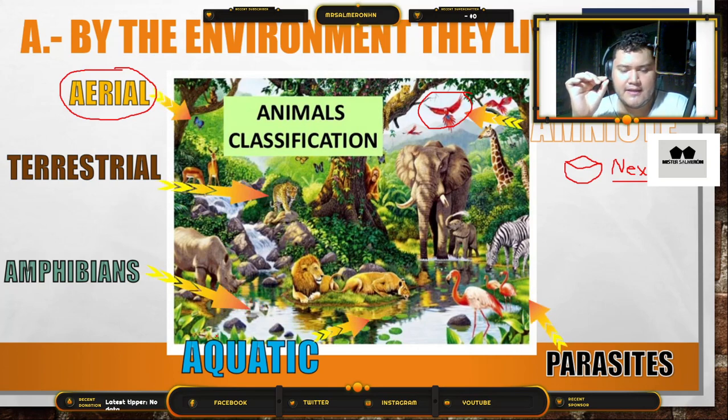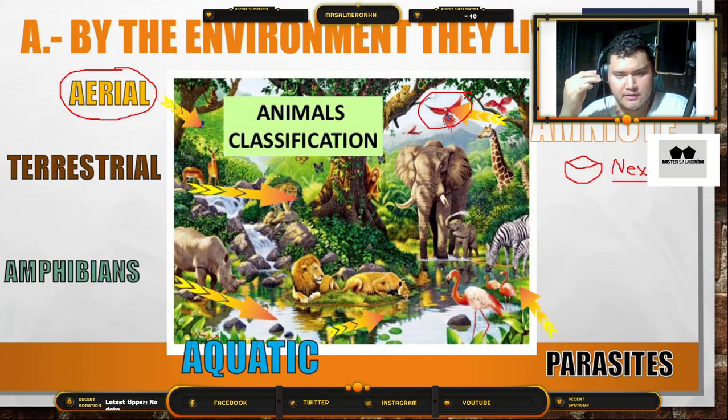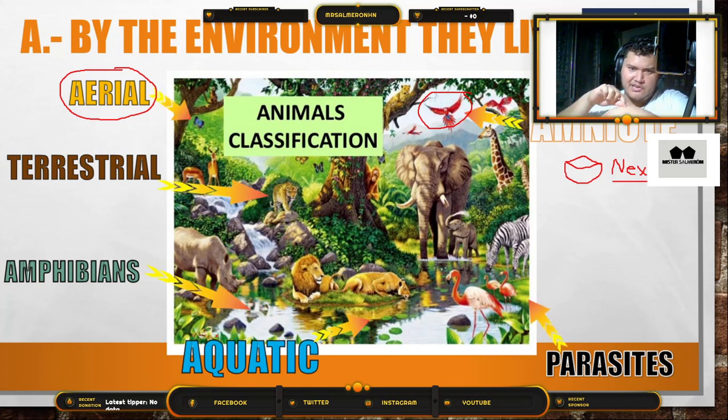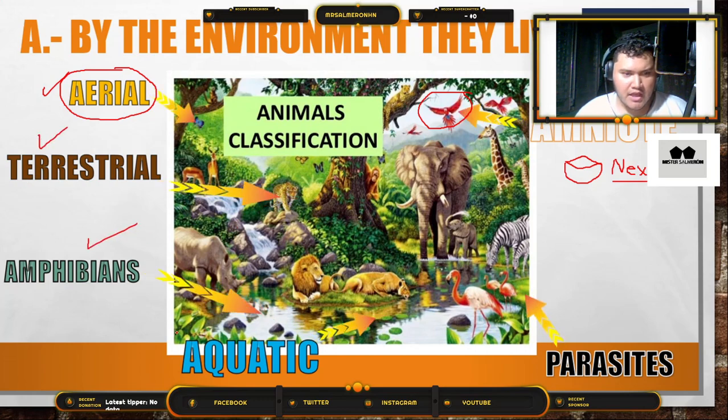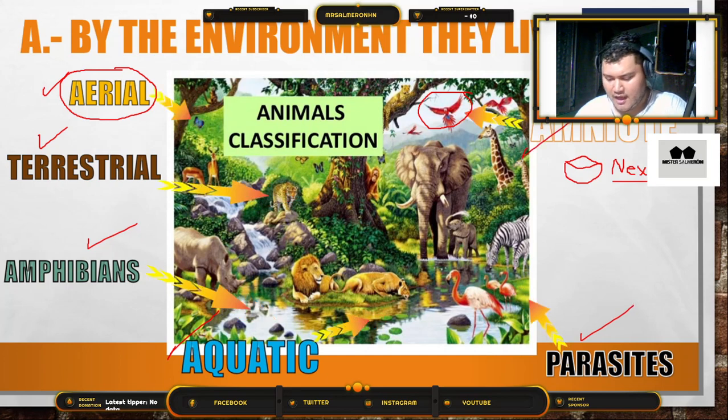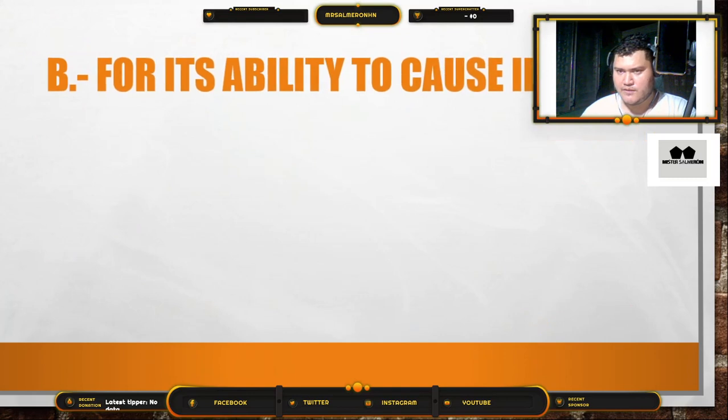Now, the parasites. The parasites are those kinds of living organisms that feed on other living organisms. For example, the headlight, the leech, the bed bug, and many other animals that live just by eating other organisms. Another example of a parasite is the mosquito. Terrible parasite. The mosquitoes are all the time stinging your skin, drinking your blood, and drinking blood from other different animals that they can find. Okay, so by the environment they live in, the animals could be aerial, terrestrial, amphibians, aquatic, parasites, amniotes, and that is the classification at that point, right?